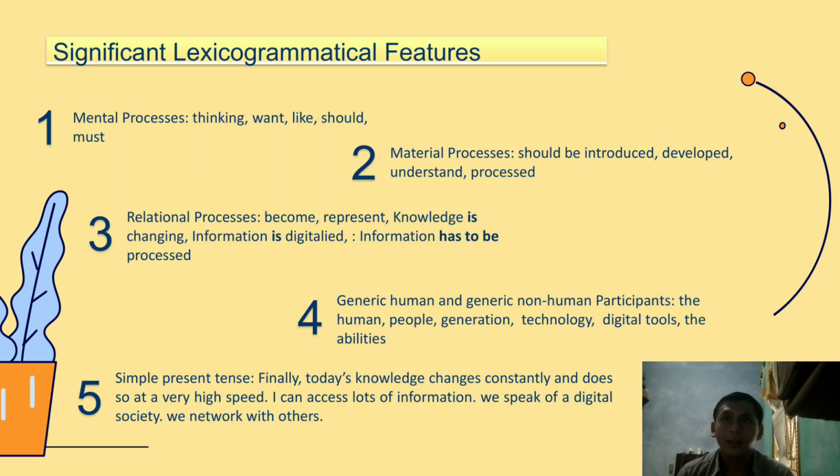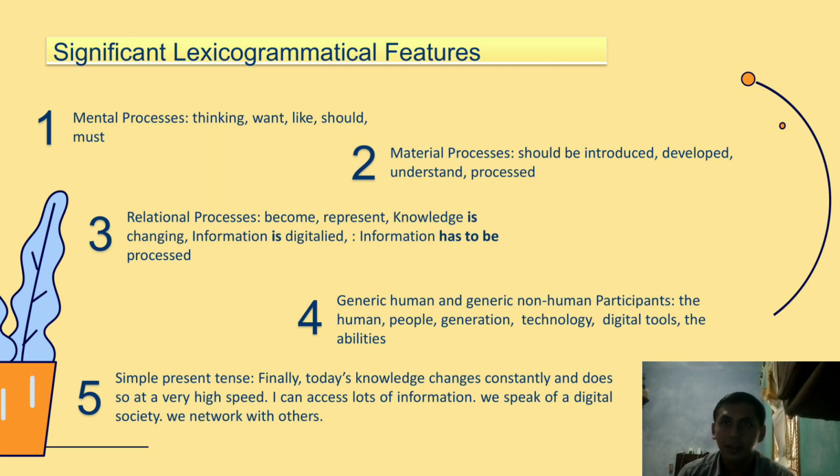Fourth, in the text, they use generic human and generic non-human participants. Examples: people, generation, technologies, digital tools, and the abilities. The fifth, they use simple present tense. Example: finally, today's knowledge changes constantly, and does so at a very high speed. I can access lots of information. We speak of a digital society. We network with others.